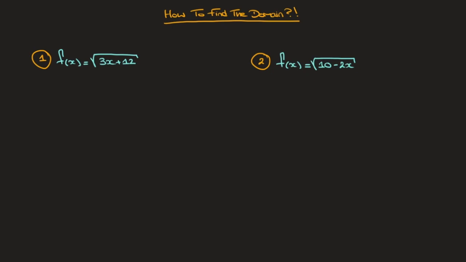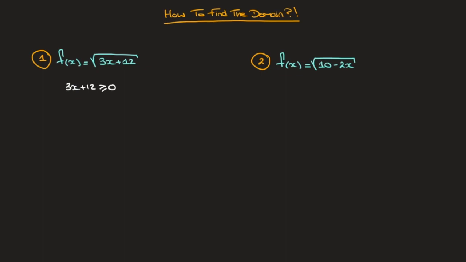And for that, the important rule that we should always keep in mind is that any expression underneath a square root must be greater than or equal to 0. In other words, the expression underneath the square root can never be negative. So, to find this first function's domain, we need to make sure that 3x plus 12 is greater than or equal to 0. And we're now faced with an inequality that we need to solve. And with the exception of an important rule that we'll be seeing with the second example, we solve inequalities like this in exactly the same way that we solve equations.